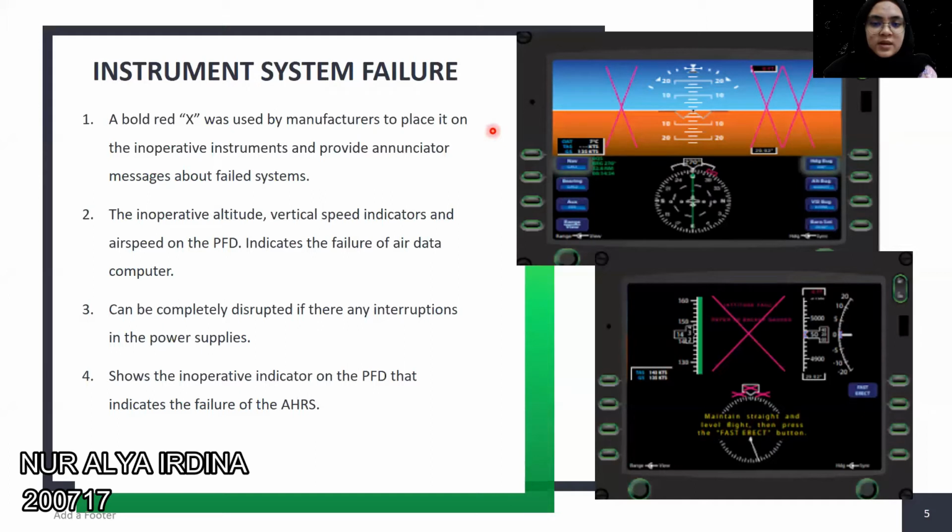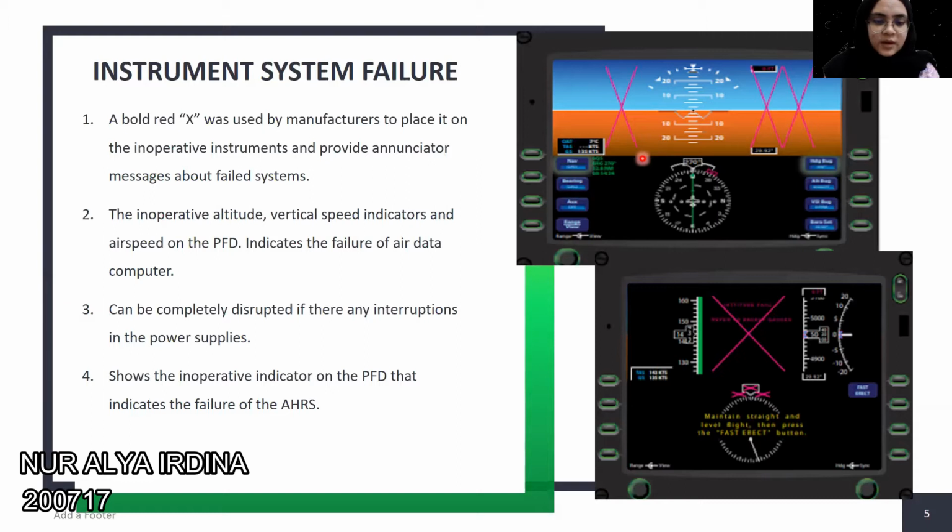So as we can see, a bold red X is used by manufacturers to place on the inoperative instruments. And manufacturers also provide indicator messages about failed systems to the pilot. So it is basically the pilot's job to find how to solve this failure problem. This picture shows the inoperative altitude, vertical speed indicators, and airspeed on the PFD. So basically, this picture indicates the failure in the air data computer.